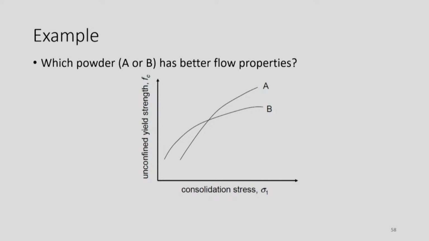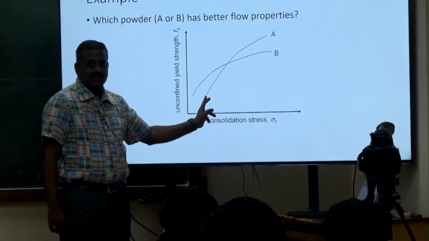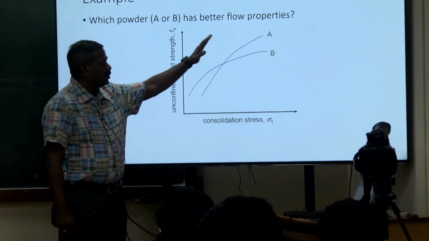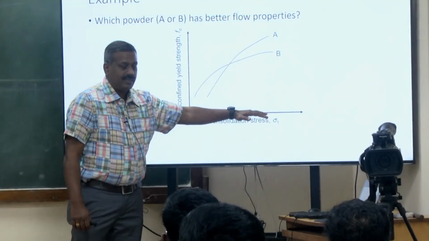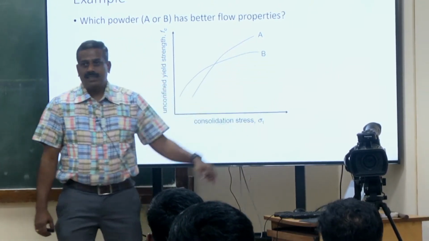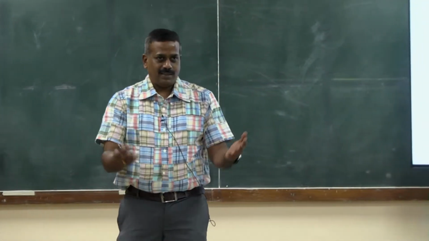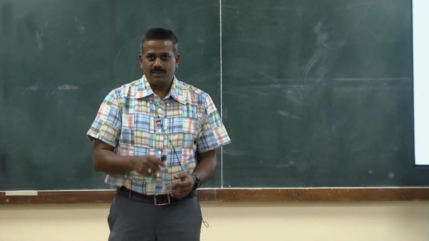Beyond that point, A will be failing, and above that, B will be better. So that's what's very important to characterize the powders. It depends on the consolidation stress. At lower consolidation stress, you can see A will have better flow properties. You might remember, it goes from poor flow to free flowing. But at a higher consolidation stress, B has a better flow property than powder A. So powder properties and the stress or the type of bin will affect the flow.